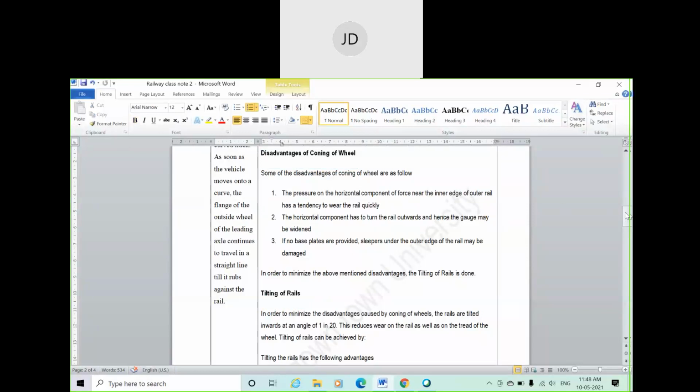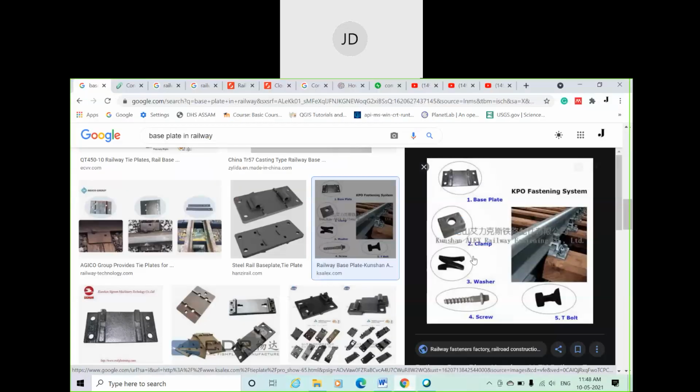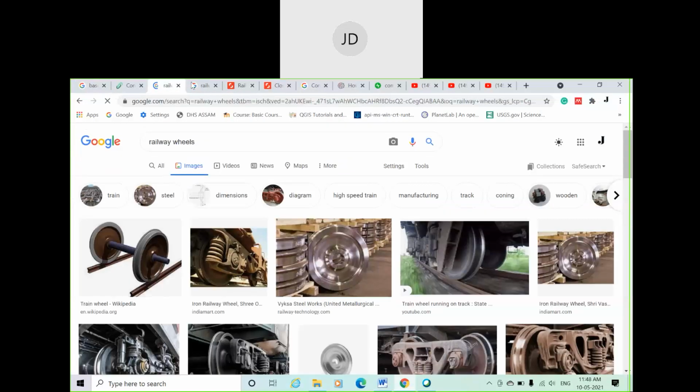Now, what is tilting of rail? In order to minimize the disadvantages caused by coning of wheel, the rails are tilted inward at an angle of 1 in 20. This reduces wear on the rail as well as on the tread of the wheel. Okay, now what is tilting of rail? I will show you in the diagram so that it is very easy to understand. I'll show you. Okay, wait, let me check.